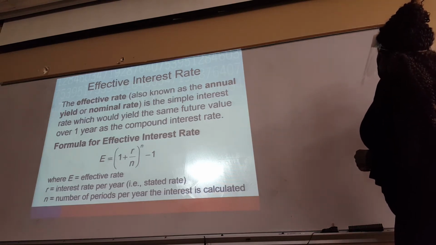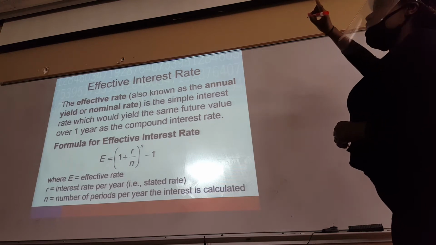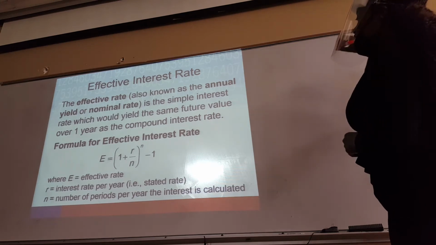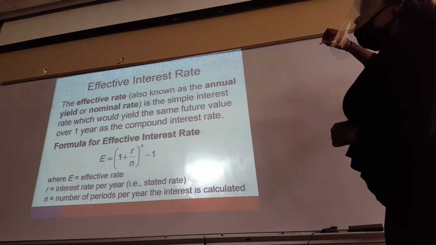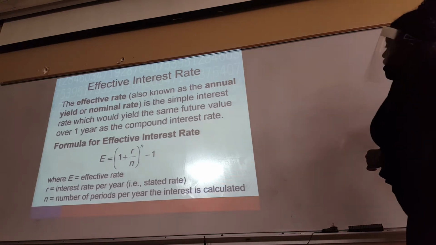So here we only still need to be able to identify E, which is the effective interest rate, n, which is the number of periods per year that it's calculated or compounded, and r is still going to be our rate.